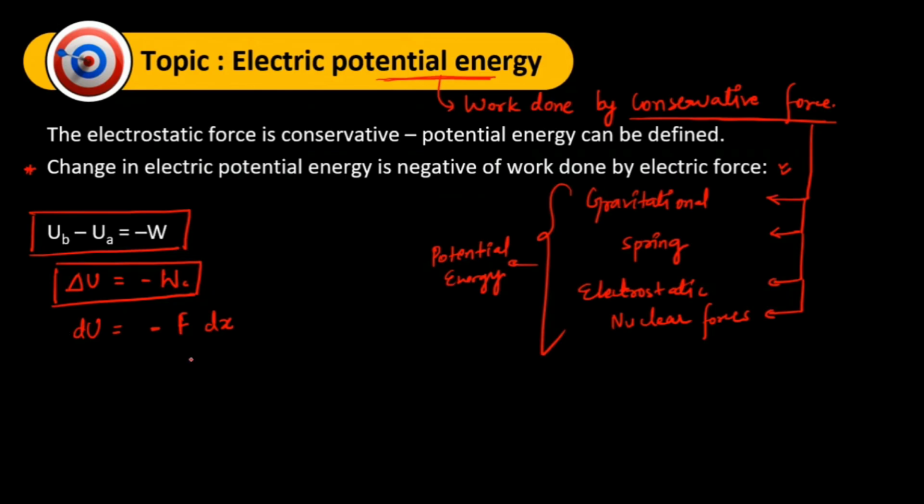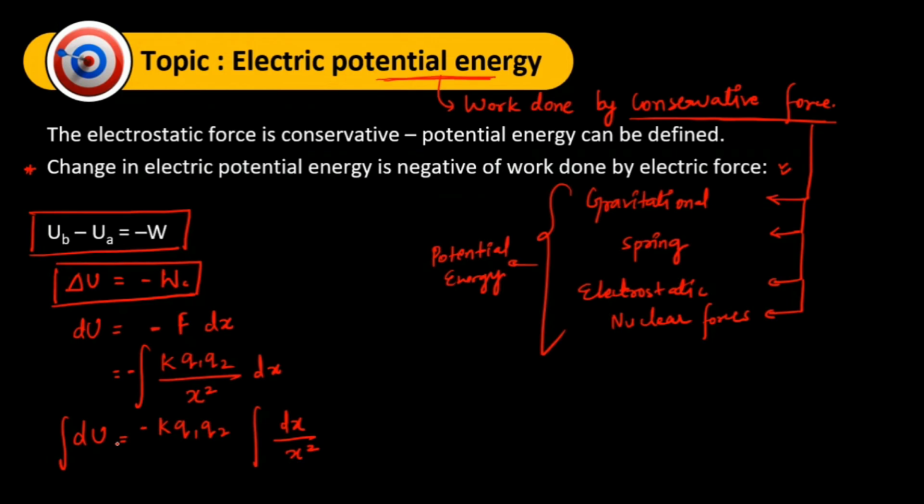In order to find the potential energy here, we integrate. Just try to understand it this way. The force, which you already studied, is K Q1 Q2 by r square, or here I can write it as x square, with a negative of integration. Now K, Q1, Q2 are constant, so they will come out of the integration. So the change in potential energy can be given as negative K Q1 Q2 times the integration of dx by x square. Once we integrate this, what are we going to get? -2 plus 1, -2 plus 1.